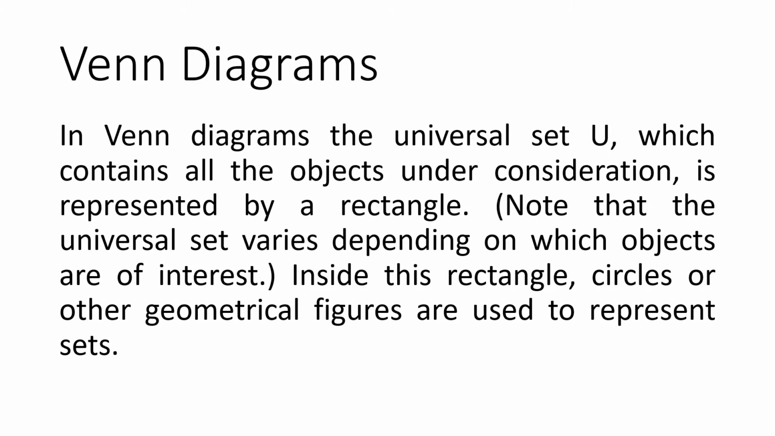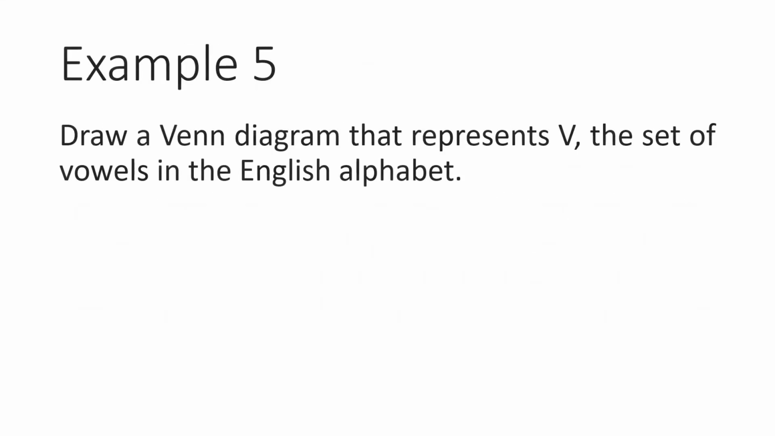Sometimes points are used to represent the particular element of a set. So Venn diagrams are often used to indicate the relationship between sets. Okay, so let's have this one. Draw a Venn diagram that represents V, the set of vowels in the English alphabet.